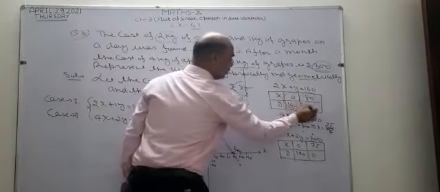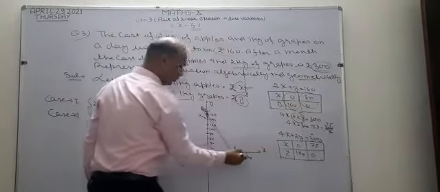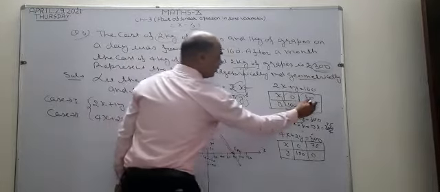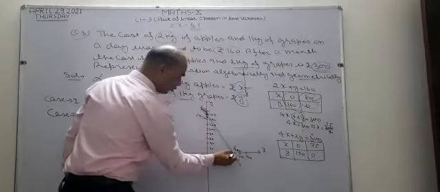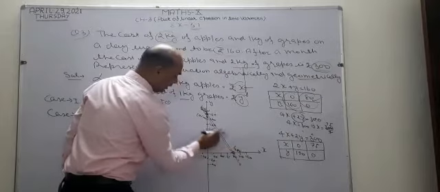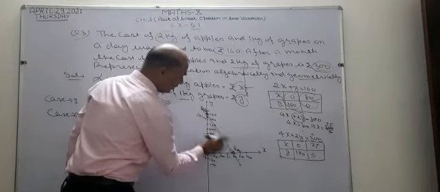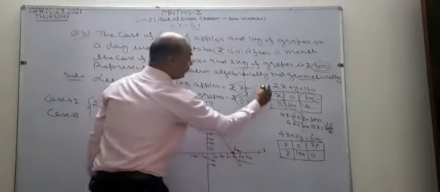Next time y equal to 0. y equal to 0 means I am going to take this point on the x-axis. The value of x is 80. So this point becomes 80 and 0. After joining these two points, I got the graph of the first equation.